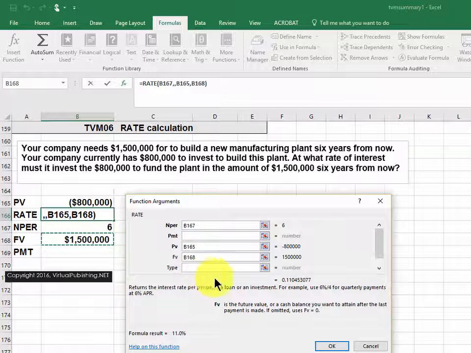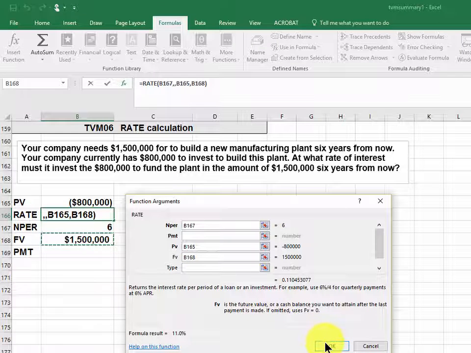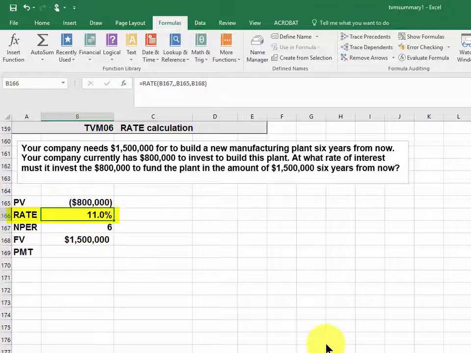See this magnification of the function wizard for the correct settings to solve the problem. The rate is 11%.